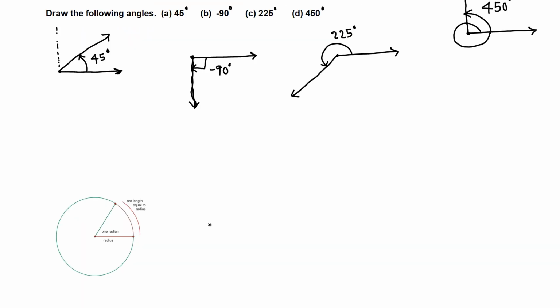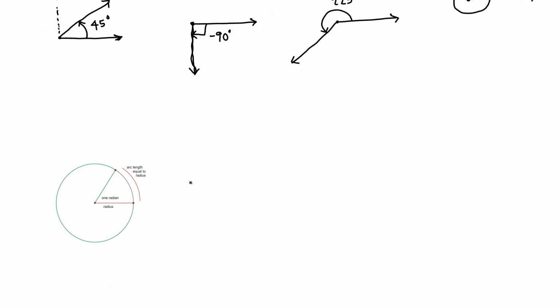Now let's go to the second type of measure for an angle. It's called radians. Okay, radian measure. This is important in calculus, so we want to learn how to measure an angle in radians as well. Suppose we have a circle of radius r, and this is also r. If we connect anywhere on the circle, this will be a radius.